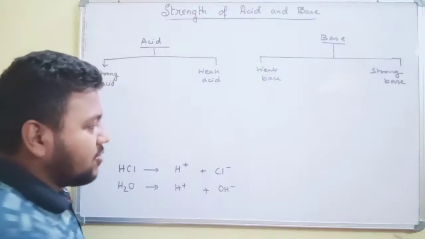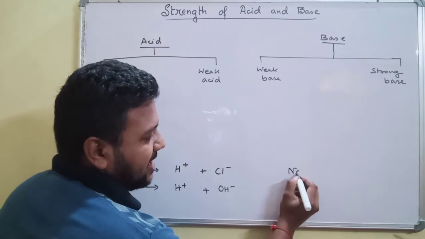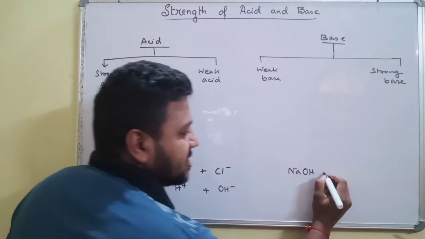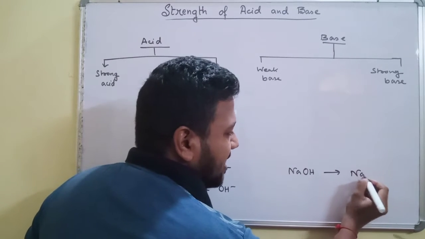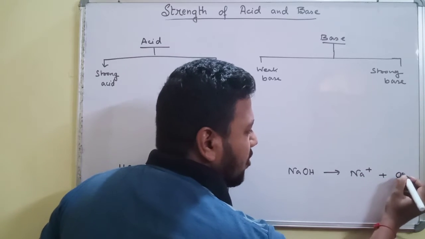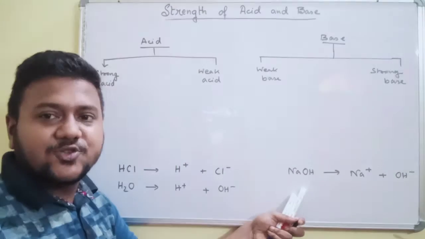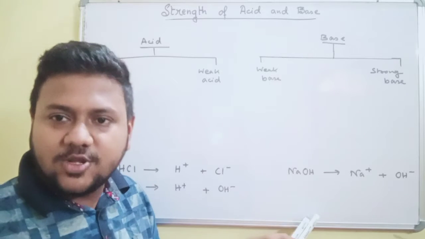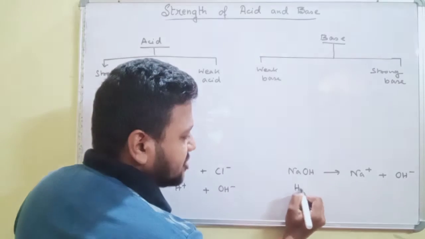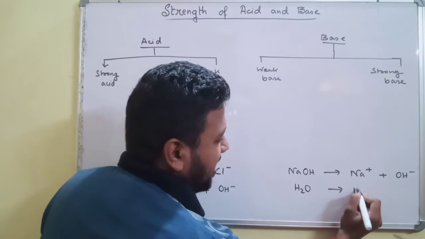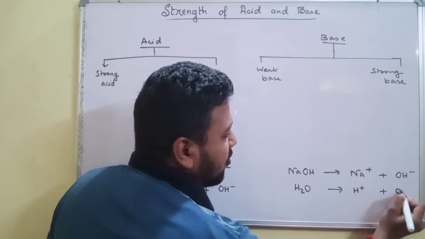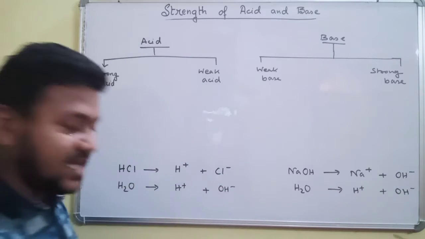Okay. Now let us take a base. NaOH dissociates into Na+ and OH-. We also know that the base is dissociated in water, so the water molecule will also dissociate. H2O dissociates into H+ and OH-.